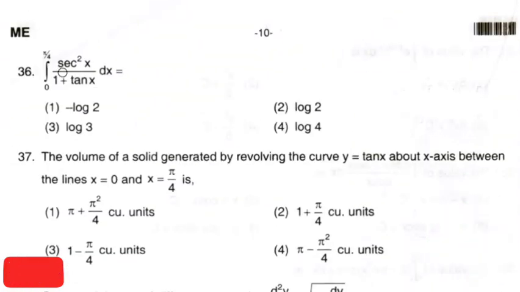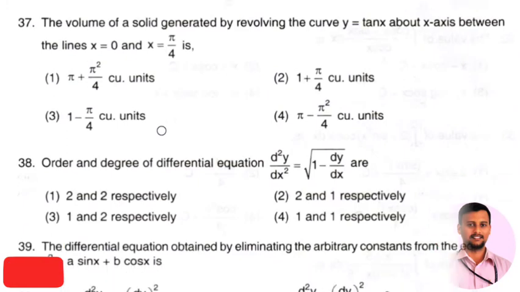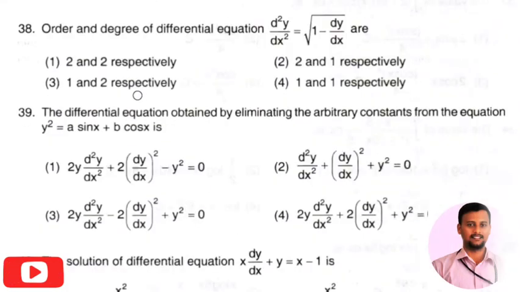And the next question is: the integration of sec²x/(1 + tan x) dx from 0 to π/4 is? The right answer is option 2, that is log 2. And the next question is: the volume of a solid generated by revolving the curve y = tan x about the x-axis between the lines x = 0 and x = π/4 is? And the right answer is option 4, that is π - π²/4 cubic units. This much volume is generated when the curve y = tan x is revolving around the x-axis.